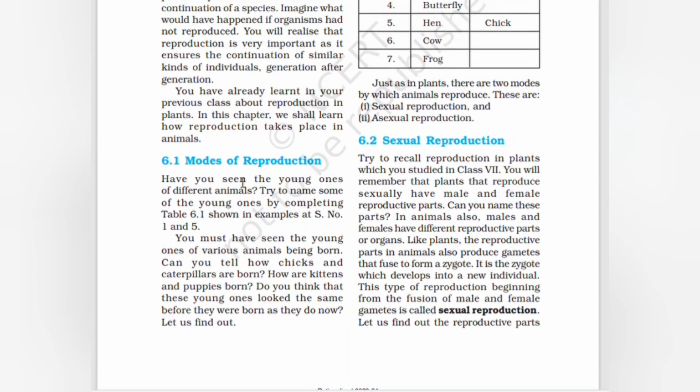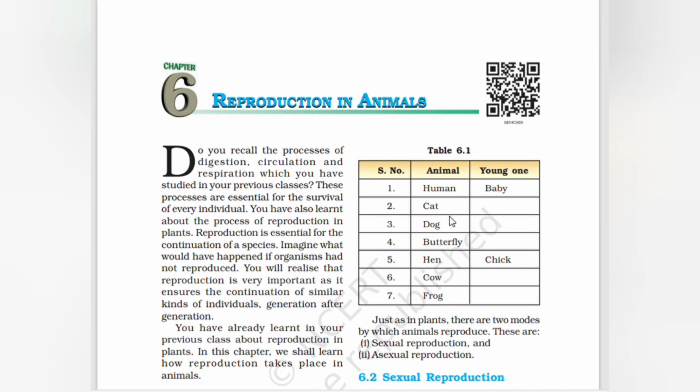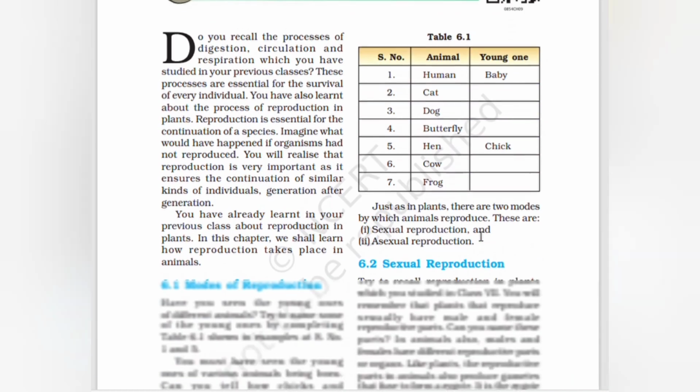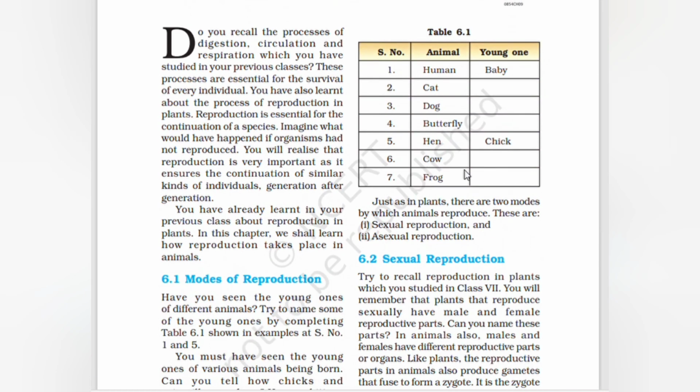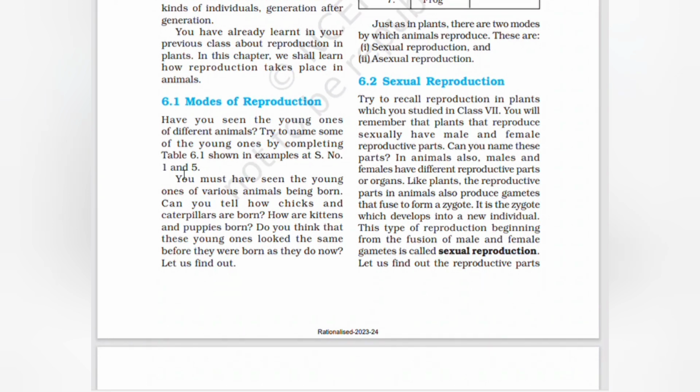Modes of reproduction. Have you seen the young ones of different animals? Try to name some of the young ones. Okay, here: human, baby; cat, kitten; dog, puppy; butterfly, pupa; hen, chick; cow, calf; frog, tadpole. You must have seen the young ones of various animals being born.